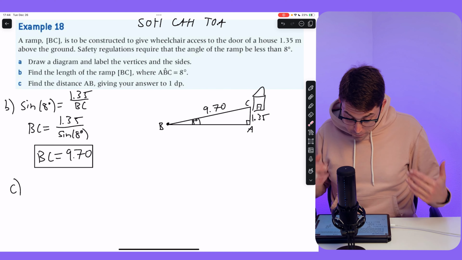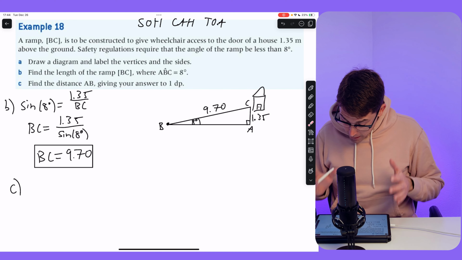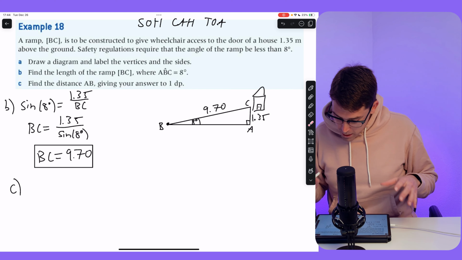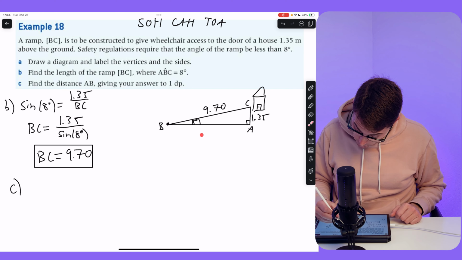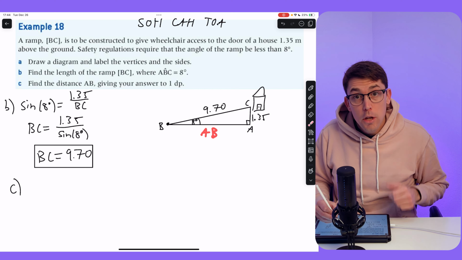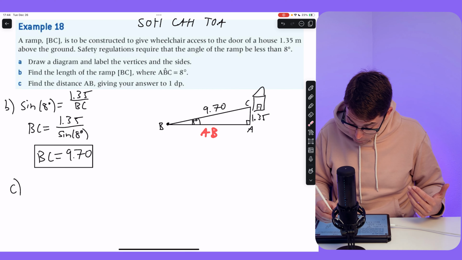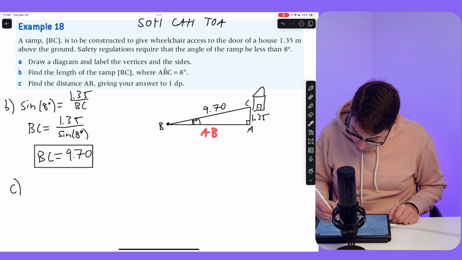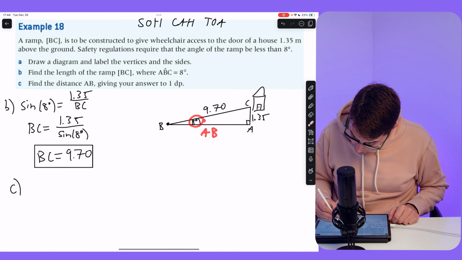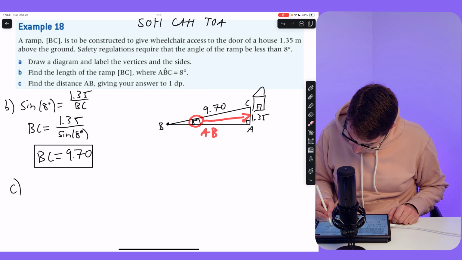So for part C, we want to find the distance AB, and let's give our answer to 1 decimal place. So what we want to know is what this distance AB is. So there are different ways that we can do this with different trigonometric functions. But if I have 8 degrees here, again, I'm just going to keep relying on this right here because I know it's an exact answer.